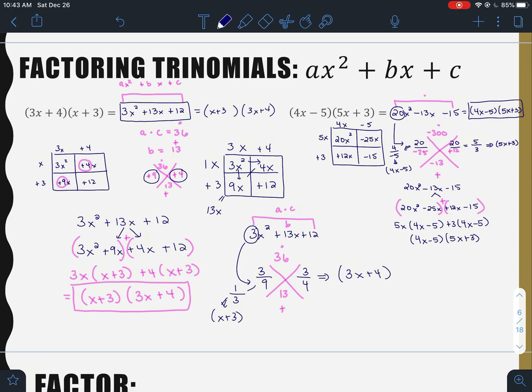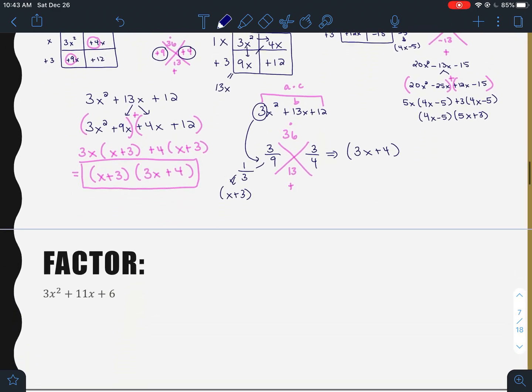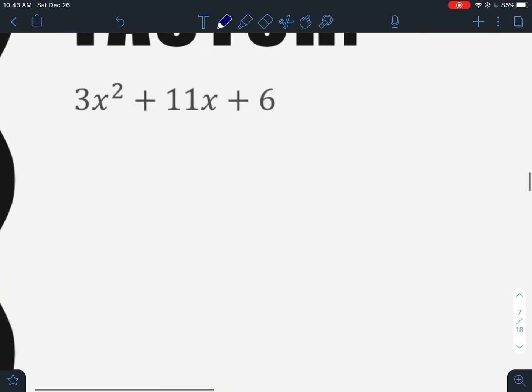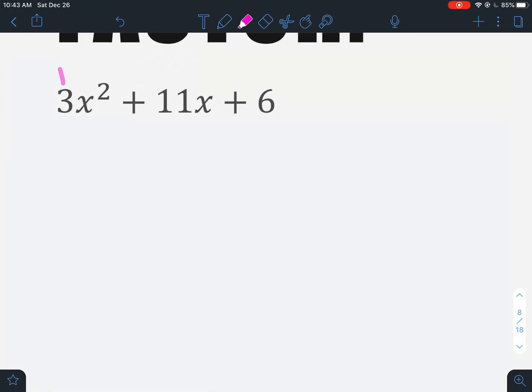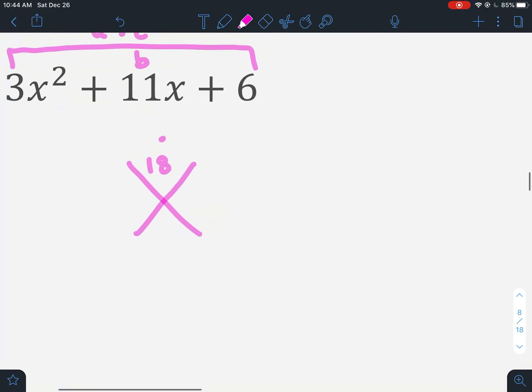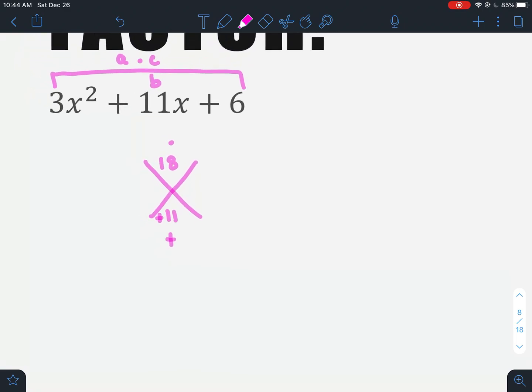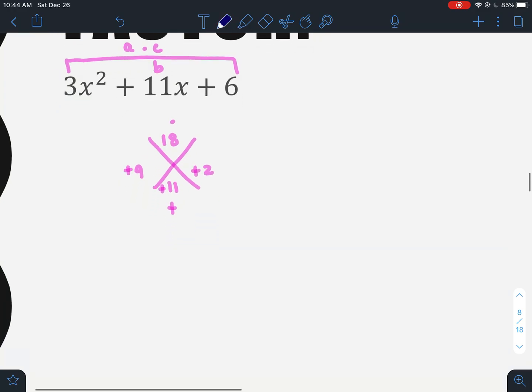All right, so that is factoring trinomials of the form ax squared plus bx plus c. Let's look at some more examples. So 3x squared plus 11x plus 6. Again, the first step is you take the a term times the c term. So we're going to take 3 times 6, and 3 times 6 is 18. So I need two numbers that multiply to 18 and add to the middle term, so add to 11. What multiplies to 18 and adds to 11? That would be positive 9 and positive 2.